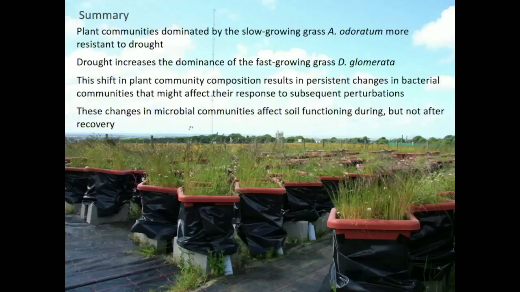So just to summarize, plant communities dominated by the slow-growing grass Anthoxanthum odoratum were more resistant to drought, and drought increased the dominance of the fast-growing grass Dactylis glomerata, and this shift in turn resulted in persistent changes in bacterial communities that were affecting functioning during recovery, but not after recovery, and it might actually have implications for the response of the system to a second drought.